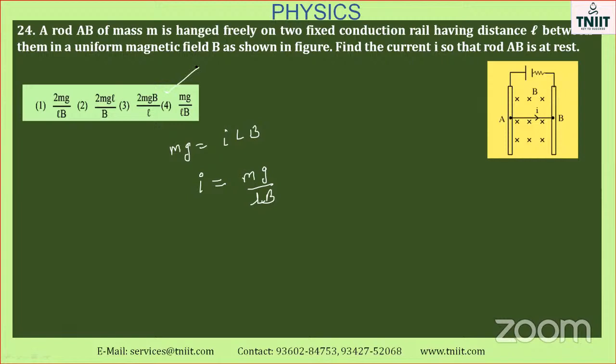For equilibrium, weight should be equal to the magnetic force. Weight is nothing but mg. Magnetic force must be ILB. So I must be equal to mg divided by LB.